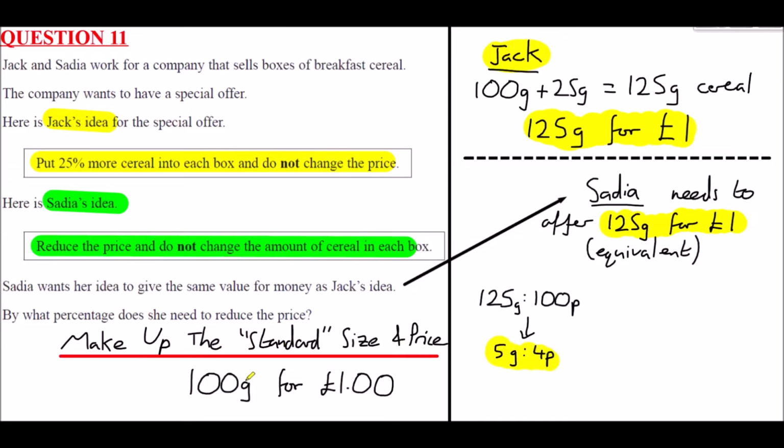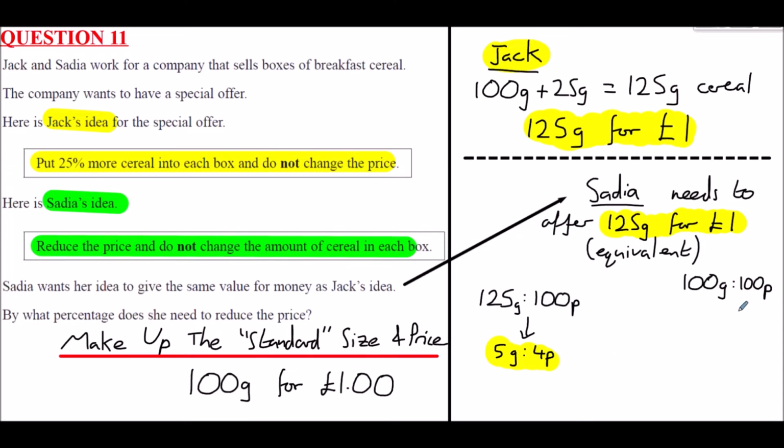So here, for Sadia's, we need to do this without changing the 100 grams starting thing. So he wants to keep the box the same. So 100 grams, 100p. So she wants this ratio to be in the form 5 to 4. Okay?